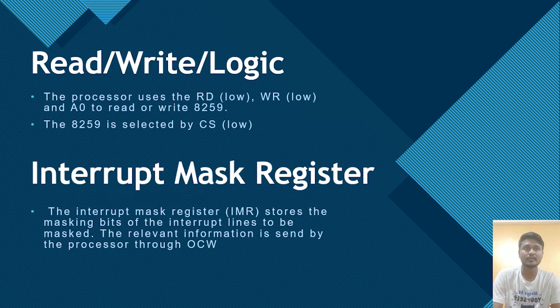Now read write logic, that is, the processor uses the read or write signals, both of which are active low, and A0 to decide whether to read or write from 8259 or not. 8259 is selected by chip select logic, that is active low again, like I told earlier. Now let's talk about interrupt mask register. The interrupt mask register stores the masking bits of the interrupt lines to be masked. The relevant information is sent by the processor through OCW, that is operational command word.